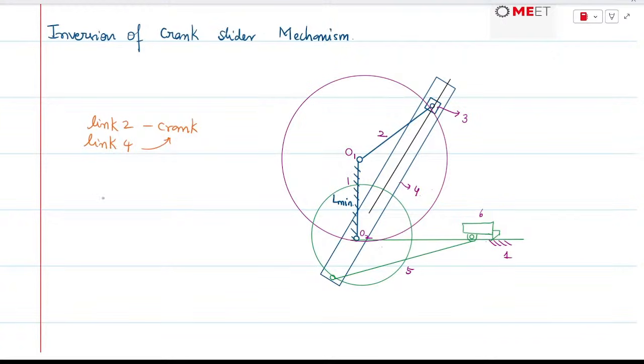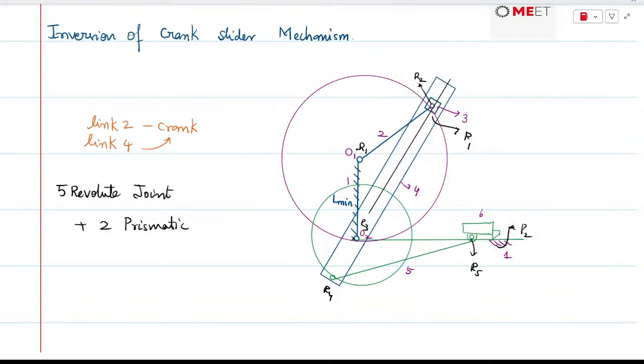So here in the mechanism, you find 5 revolute joints and 2 prismatic joints. If we count, this will be revolute R1, this will be revolute R2. Between 3 and 4, there is a prismatic joint, as there is a sliding motion between 3 and 4. So this will be P1, this will be R3 revolute, this will be revolute R4, this will be R5, and this will be P2. So 5 revolute and 2 prismatic joints.